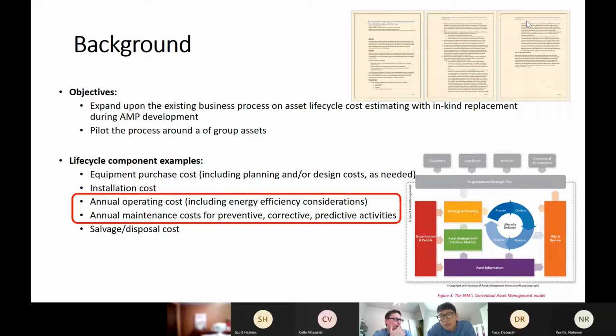And I added this IAM framework asset management model, where the blue wheel in the middle is really showing how the life cycle of an asset goes from acquire to dispose. So just to give it a context. I also boxed the annual operating costs and annual maintenance costs because those are basically the numbers that Mert and I are presenting on a certain asset. So that's the background.